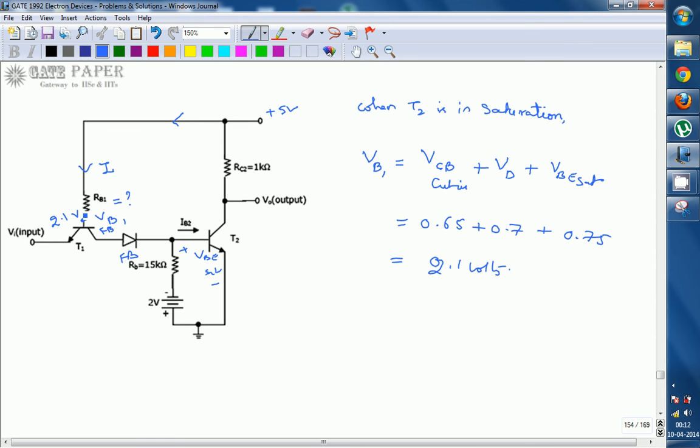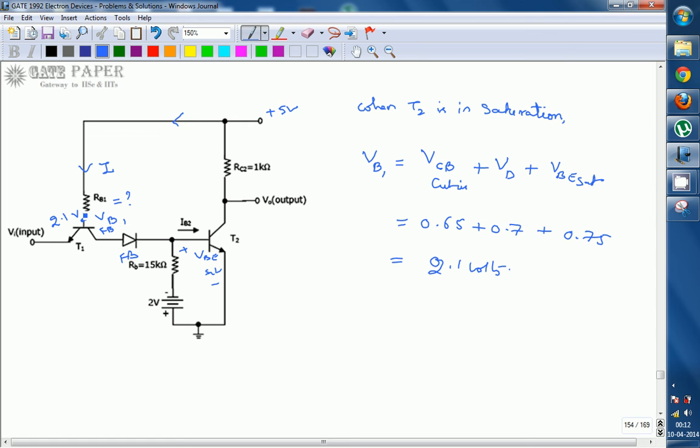So to make T2 in saturation, the minimum voltage you must maintain at VB1 has to be 2.1 volts, such that you can use a maximum value of resistance. The voltage difference is going to be at most 5 minus 2.1, that is 2.9 volts, which must be the voltage drop across RB1, not more than that. If it is lesser, it is much better, but in the worst condition, RB1 should be maximum such that the voltage drop across it is at most 2.9 volts. So how to choose that?